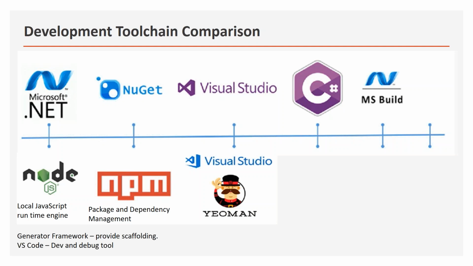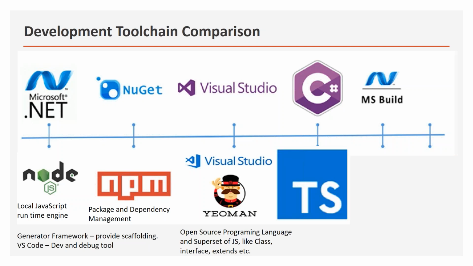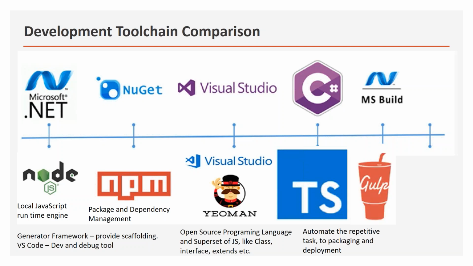Yeoman is used for scaffolding all the components. From the programming language point of view, C# is replaced with TypeScript. It's an open-source programming language, a superset of JavaScript, and it works with classes. If people are familiar with C#, they can easily learn it and start writing code here. It also has the same class structures, interfaces, and all such things. For builds, we use Gulp, which helps us build the packages and helps with deployment. So these are the tools we use in the SPFx development tool chain.